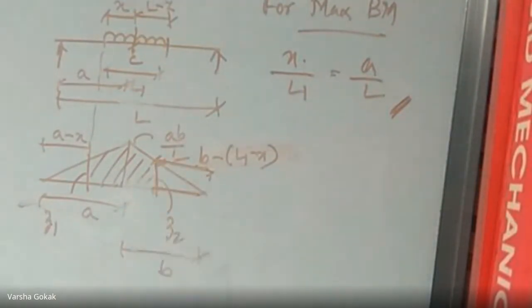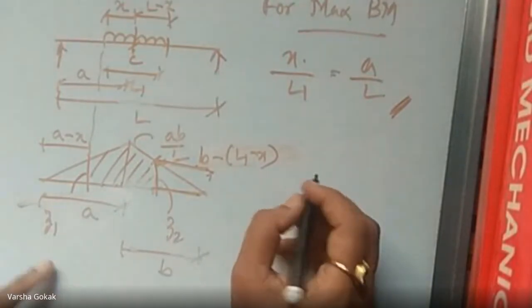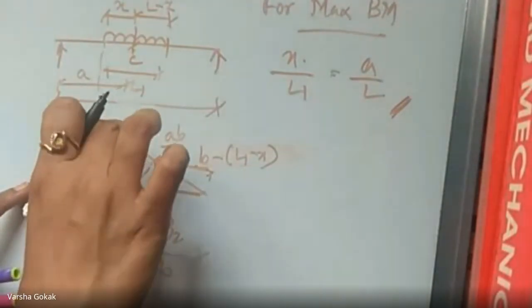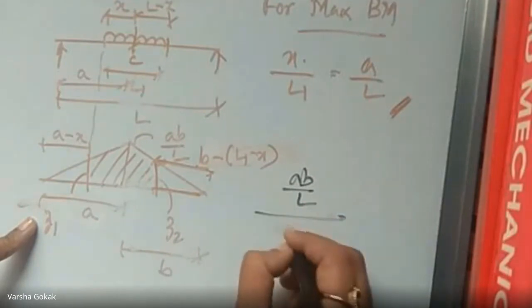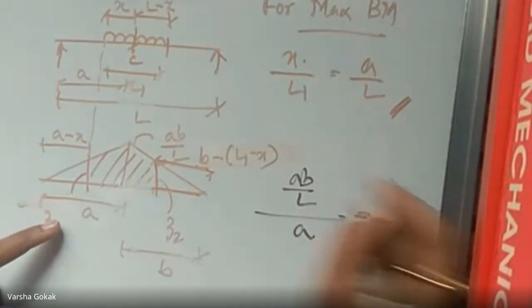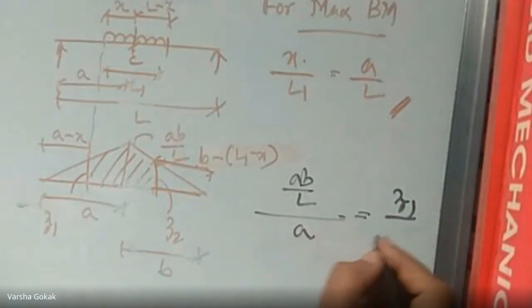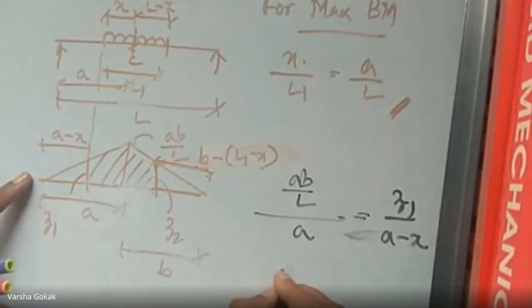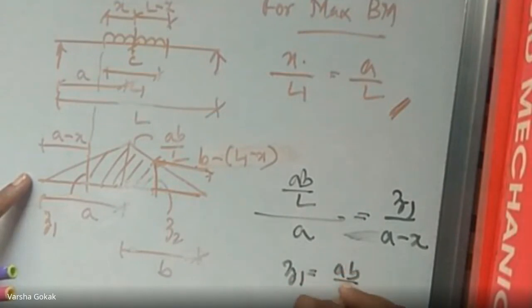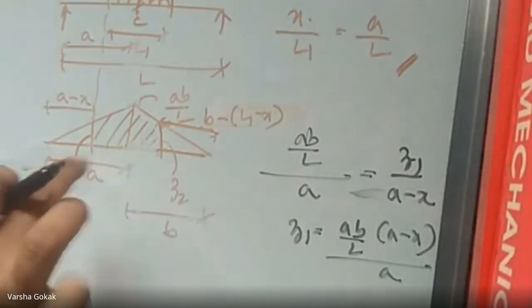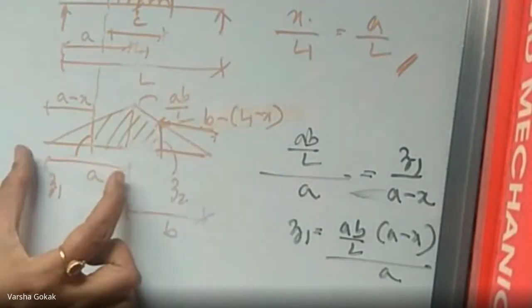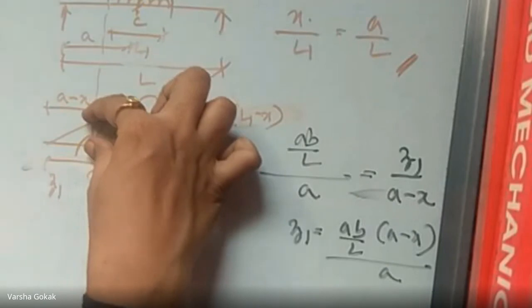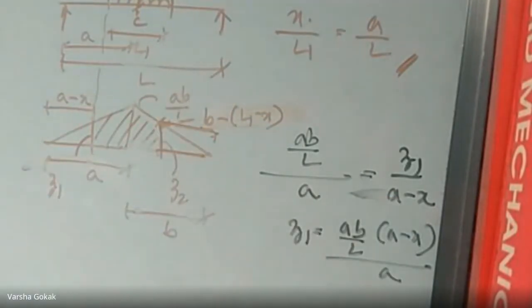Once we find the distances, then we have to apply the similar triangle rule. For Z1, AB by L divided by A will be equal to Z1 divided by this distance, A minus X. So Z1 here becomes AB by L into A minus X divided by A. See, this height is AB by L. So AB by L divided by A is equal to Z1 divided by A minus X. From here I get the value of Z1.